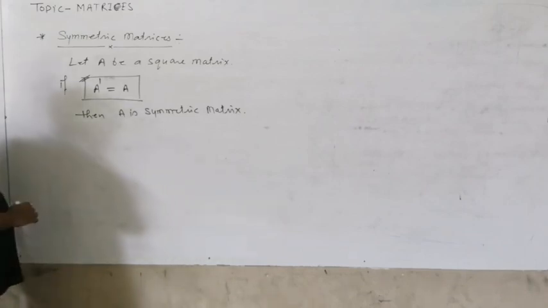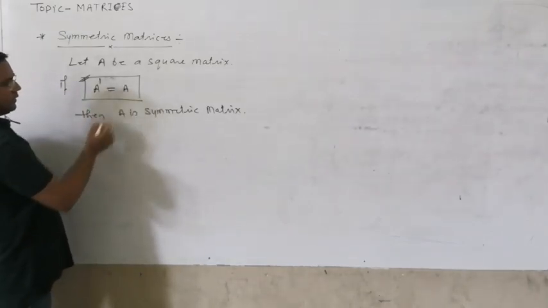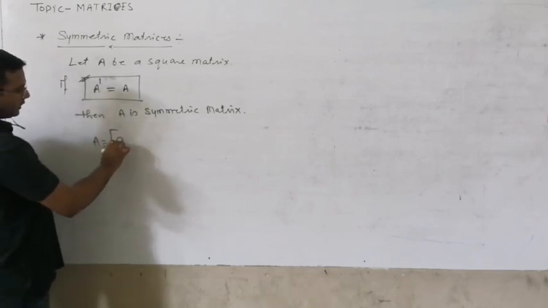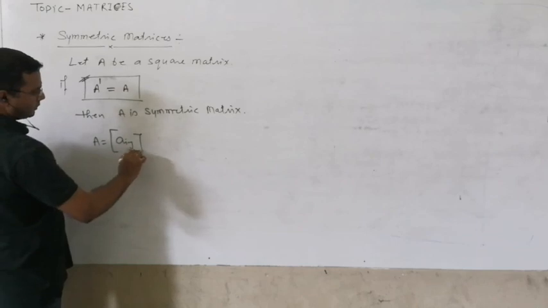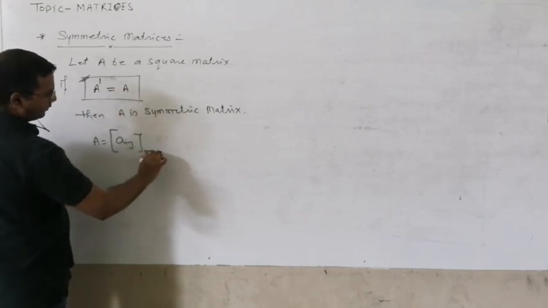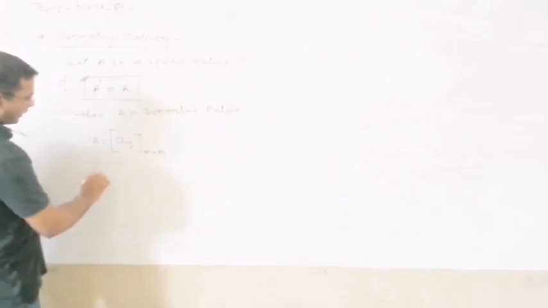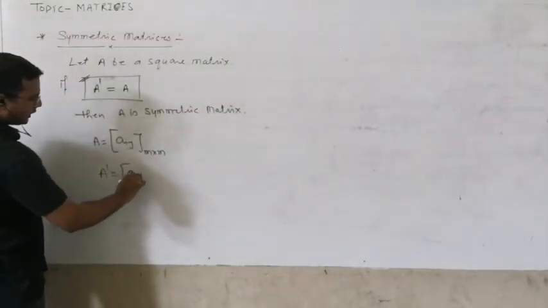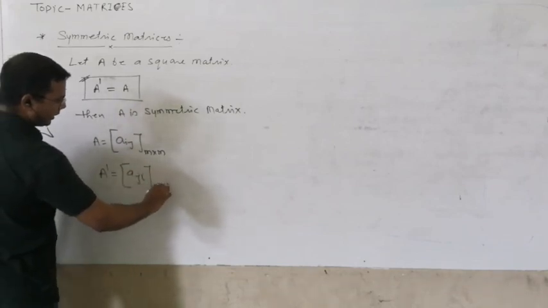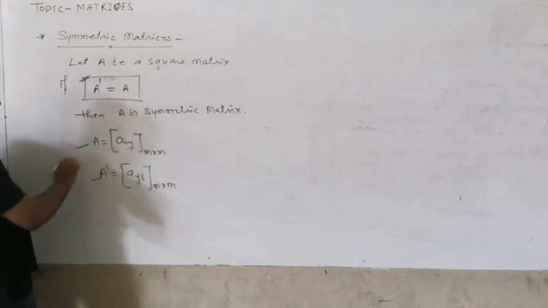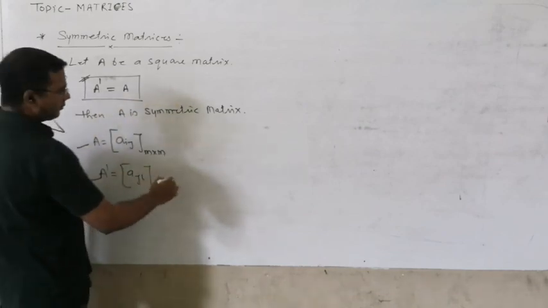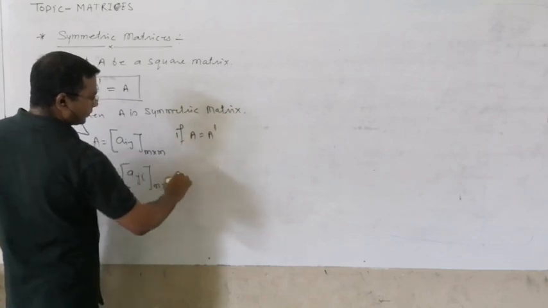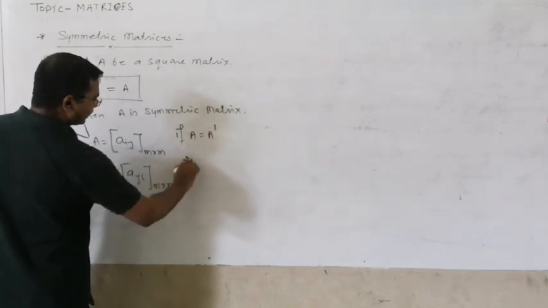Understood? If transpose of A is equal to A, means if A is a matrix, let it be Aij, order is suppose n by m, and if you will find the transpose of this, then it will be equal to Aji, order will be m by n, and if these two are equal, that is, if A is equal to A transpose, then it is called symmetric.